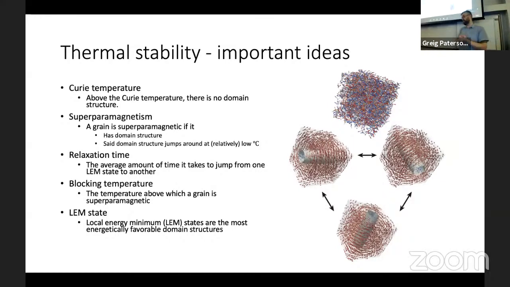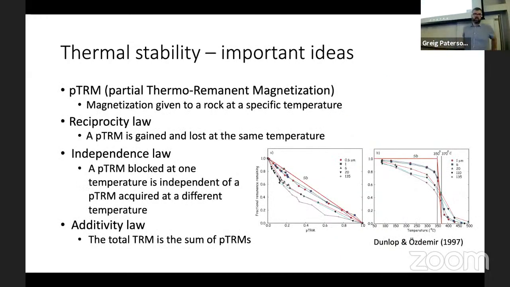And the final thing is that in our micromagnetic models, we're interested in LEM states. These are the local energy minimum states. These are the most preferred magnetic states, or the most preferred structure that minimizes a set of energies associated with that grain. And those are really important because everything that you've seen so far is an LEM state, a local energy minimum state. And so what we're really interested in is understanding the thermal behavior of grains.